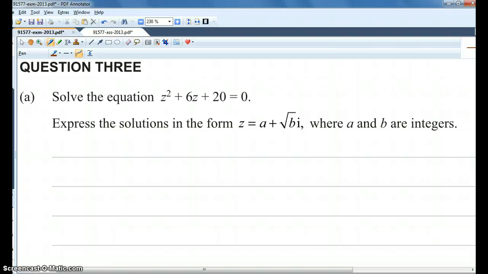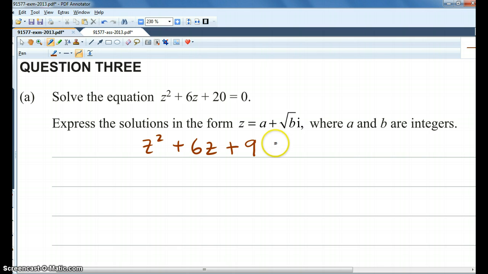Okay, for this one, we looked at putting it in the quadratic formula and decided it was easier to complete the square. So here we go, z squared plus 6z. Completing the square, half of 6 is 3, 3 3s are 9.